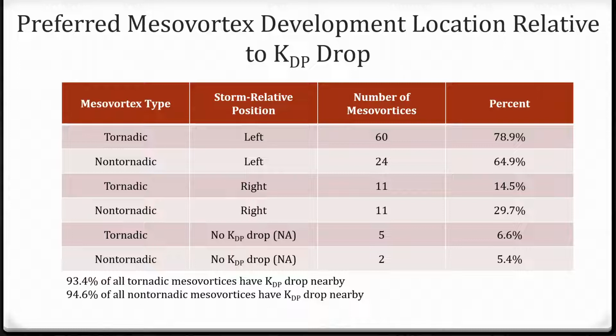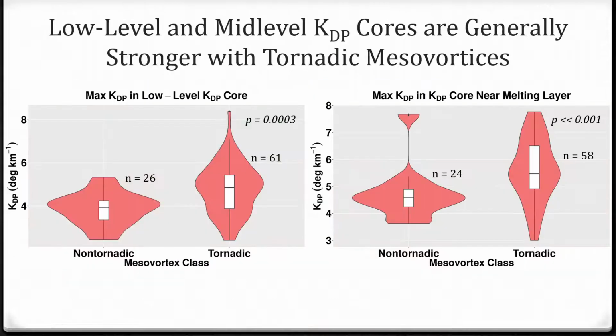Now, it's not always the case. We do have some mesovortices that are forming on the right, but with that preferred location in mind, that could help forecasters anticipate where a mesovortex might develop when they see that KDP drop. And this is a good time to point out that almost all of the mesovortices that we saw so far were preceded by a KDP drop, so over 90% for both tornadic and non-tornadic mesovortices.